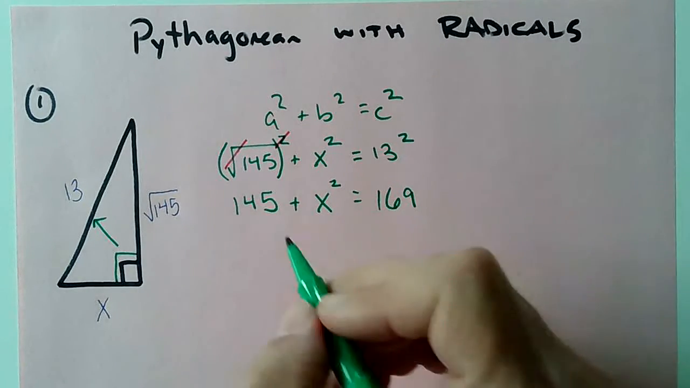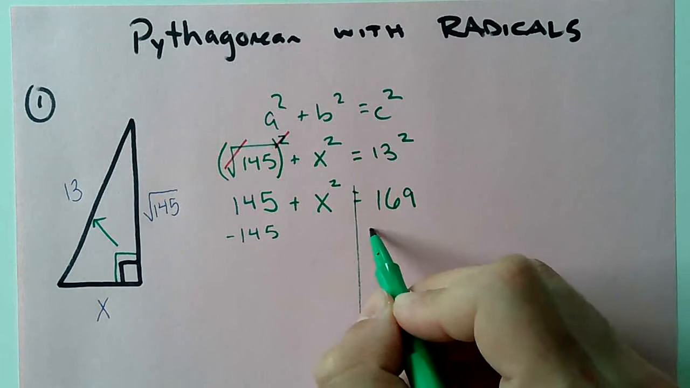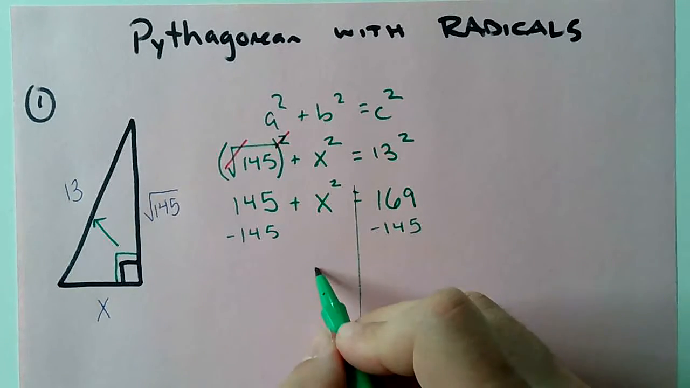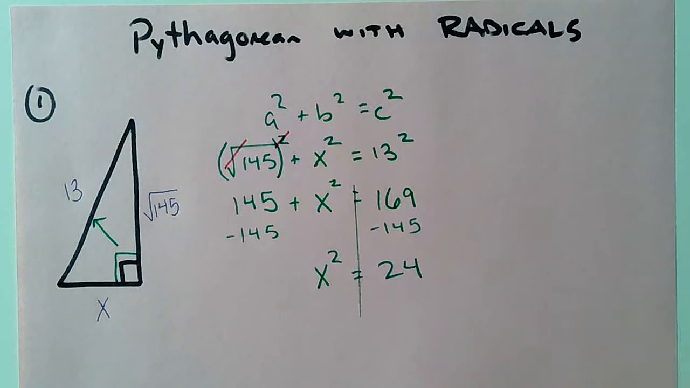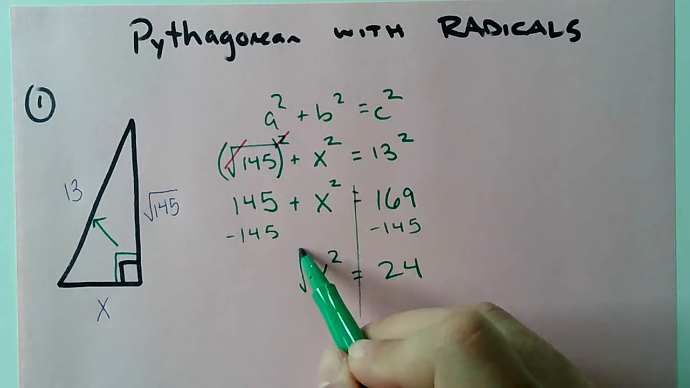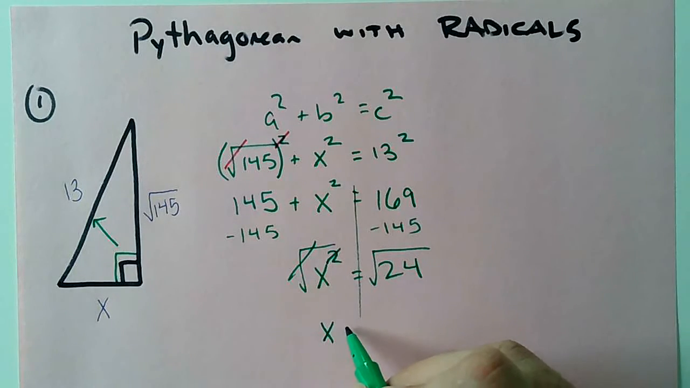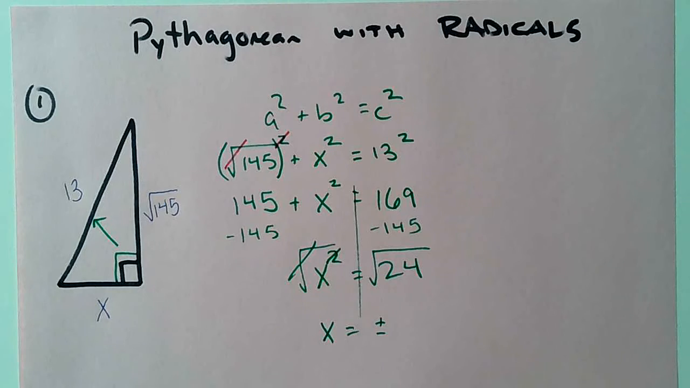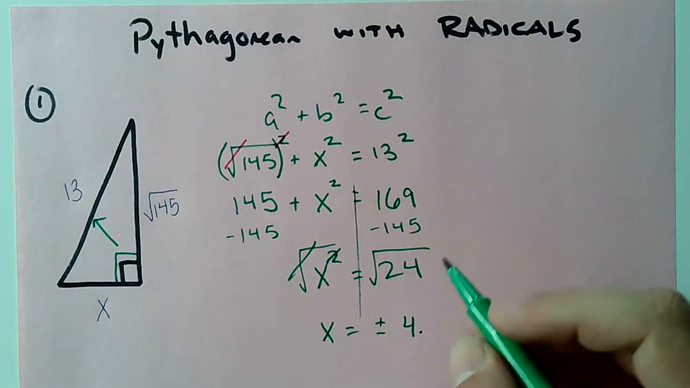All right, so I'm going to subtract 145 from both sides. That leaves me with x squared equals 24. And I'm going to take the square root, again canceling out the square. So x equals plus or minus the square root of 24, which is 4.898979486. So we're just around 4.9.